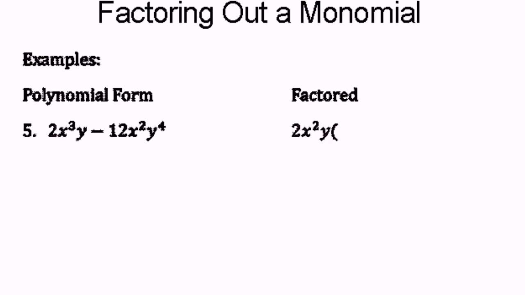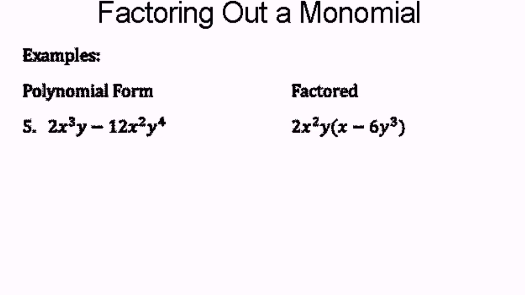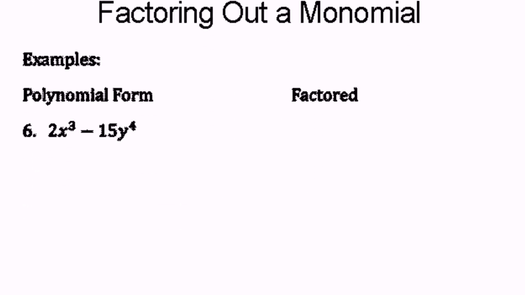So you have 2x cubed y over 2x squared y. The answer is x. Negative 12x squared y to the fourth divided by 2x squared y. The answer is negative 6y cubed. So therefore, that will be our answer. You need to multiply to check your answer.